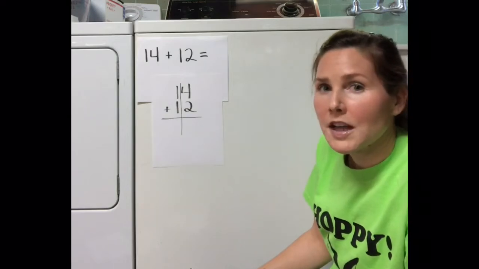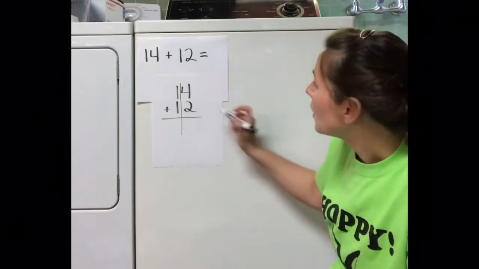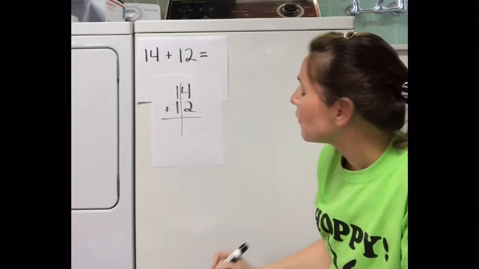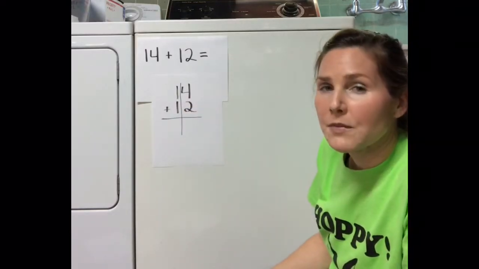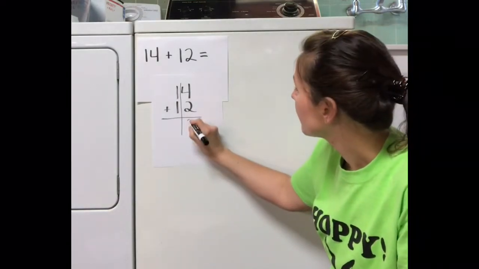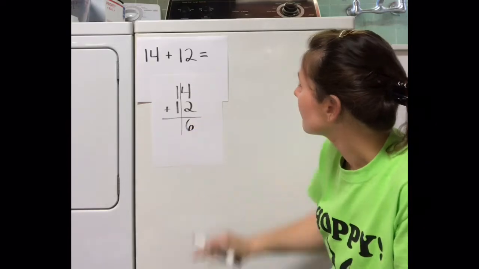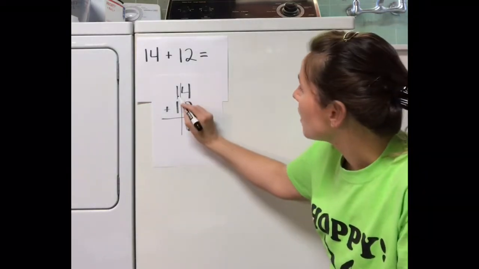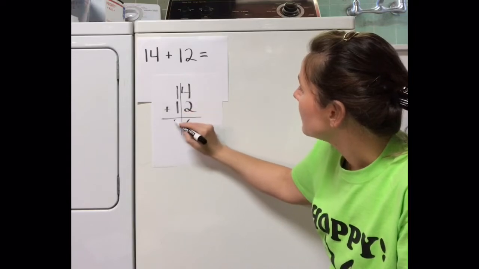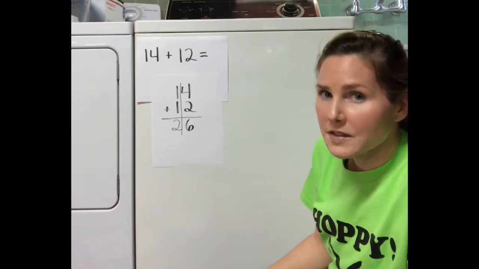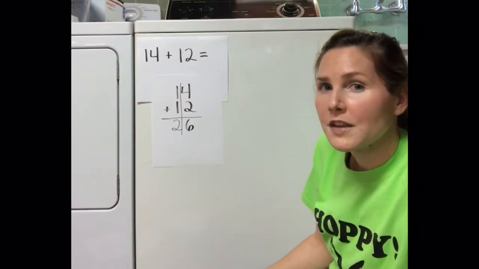We're going to be starting in the ones column today. The ones column says 4 plus 2. If I had 4 and I added 2 more, it would give me a sum of 6. So that's what I'm going to write in the ones column. Next, I'm going to move over to the tens column. In the tens column, I've got 1 plus 1, which is equal to 2. Therefore, the sum of 14 plus 12 is 26.